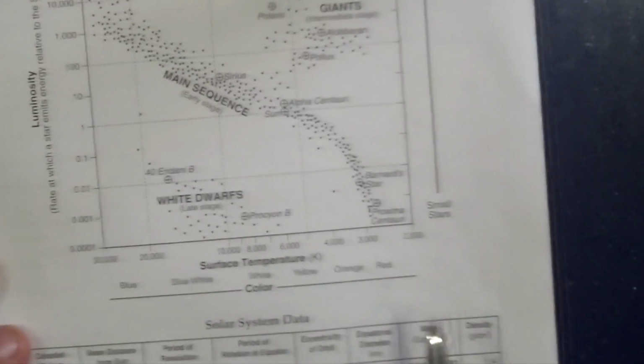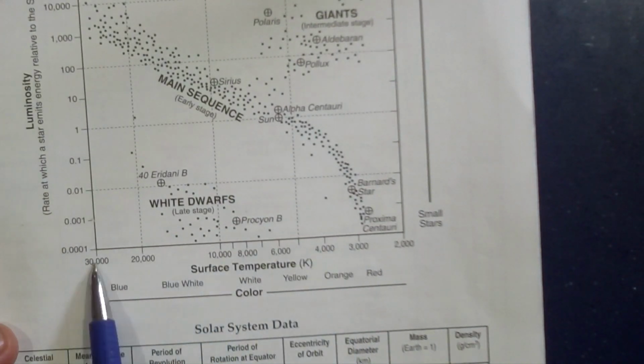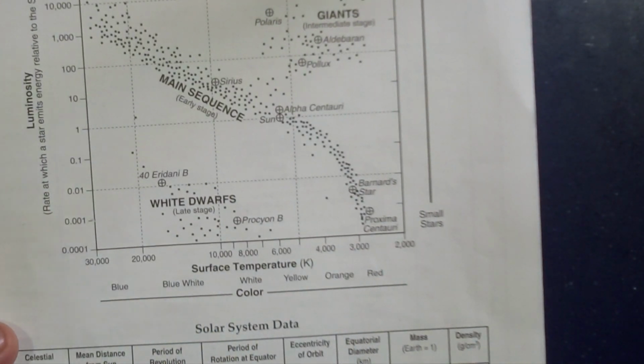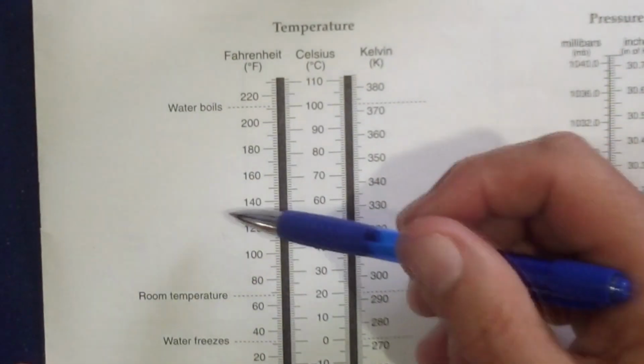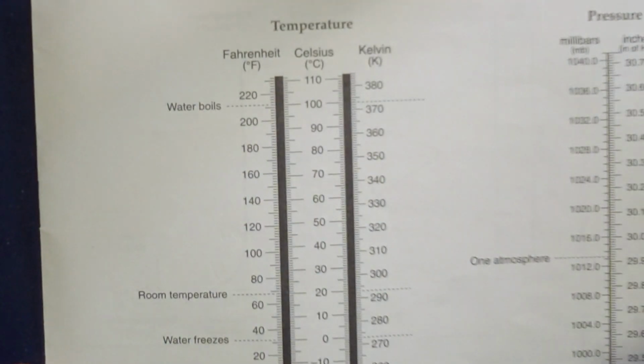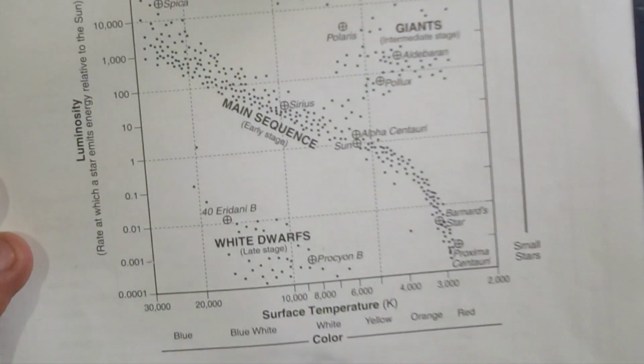On the bottom we have temperature. Now the temperatures start off with the lowest temperatures over here. Moving over to the left-hand side, the temperatures become greater, and temperatures are measured in Kelvin. You can convert Kelvin temperatures into Celsius or Fahrenheit using this page in the reference table, but we'll get to that later. The color of the star will depend upon its temperature.